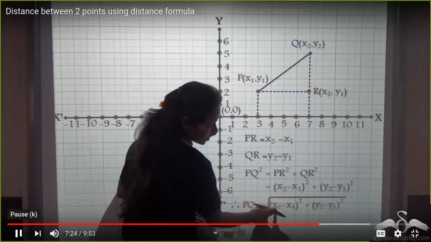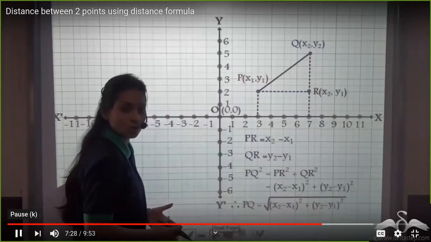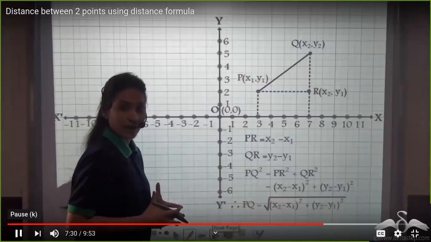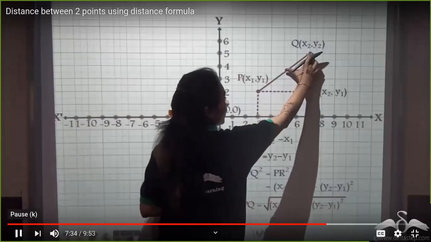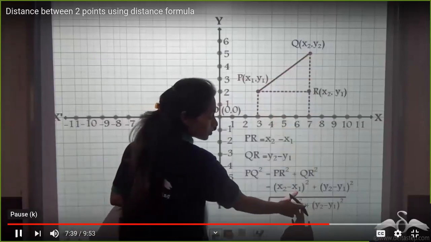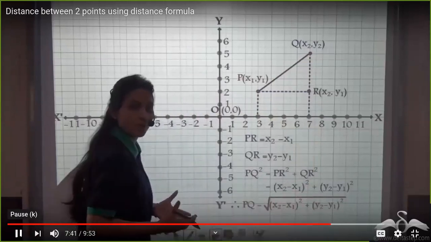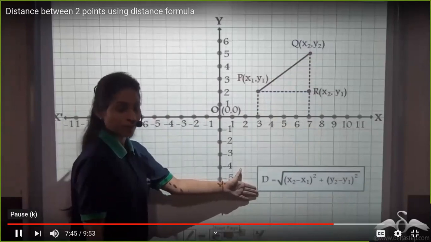Root over x2 minus x1 whole square plus y2 minus y1 whole square. Now this is how we have derived the distance formula. Here the distance between P and Q can be found out by the formula x2 minus x1 whole square plus y2 minus y1 whole square.